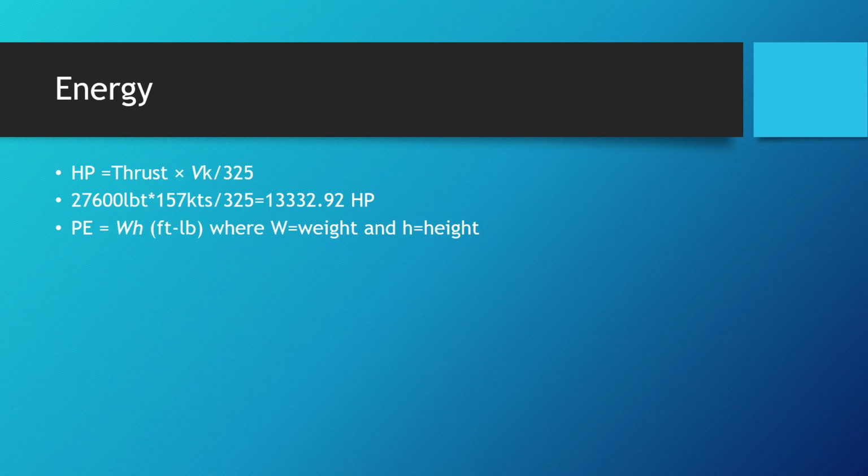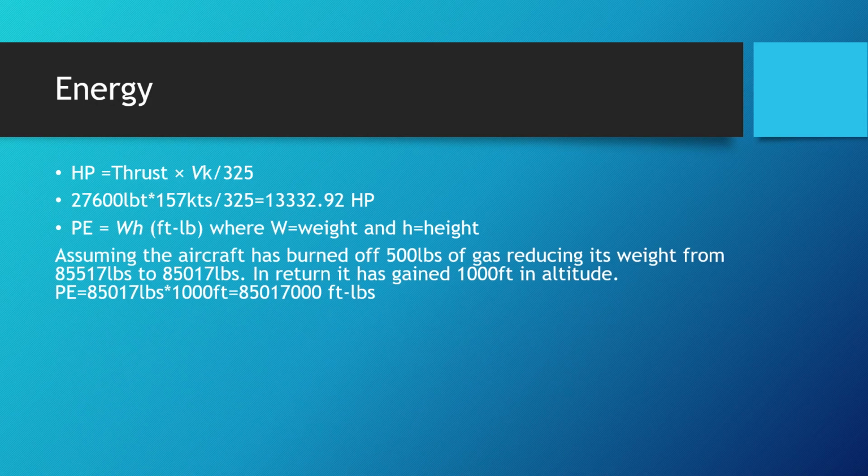And then the next part was calculating potential energy, which is weight times height. This is in foot-pounds. And so assuming the aircraft has burned off about 500 pounds of gas, which has reduced its weight from 85,517 pounds to 85,017 pounds, and in return has gained about 1,000 feet of altitude, if you plug those numbers in there, your potential energy comes out to be about 85,017,000 foot-pounds.